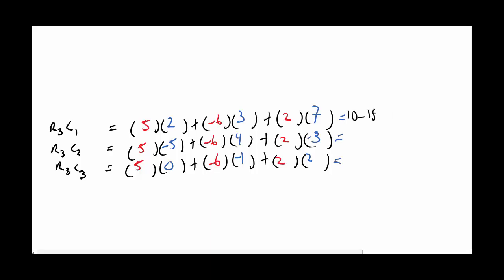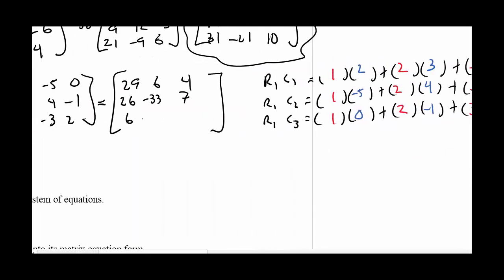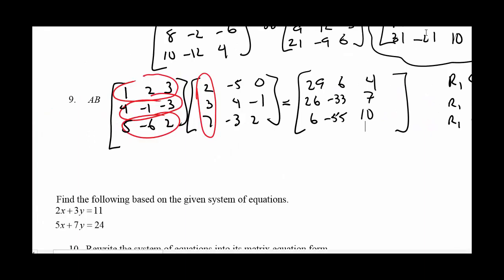10 minus 18 plus 14. Ooh, silly math there just showed up. What is that? 24 minus 18 is 6. And then -25 minus 24 minus 6. Well, another bunch of negatives there. So was it -30, -55, and then 0 plus 6 plus 4, so that's 10. So 6, -5, 55, and 10. All right, so that is our product. Yay.